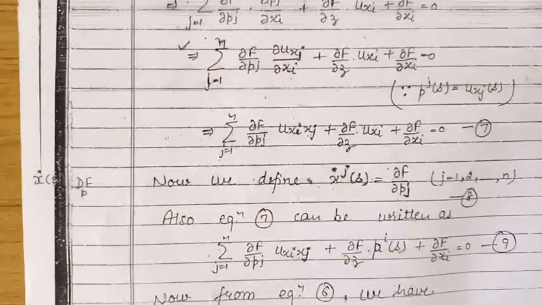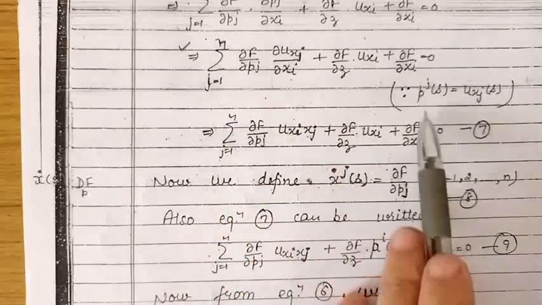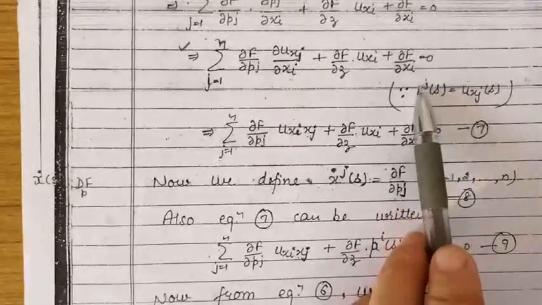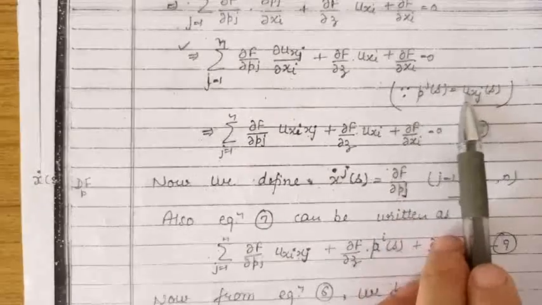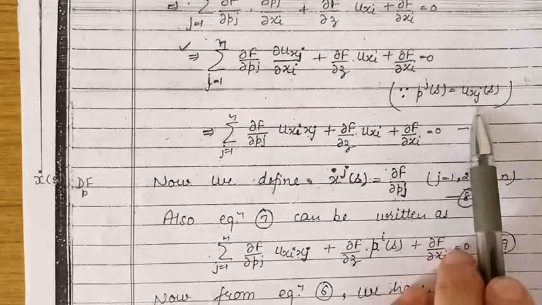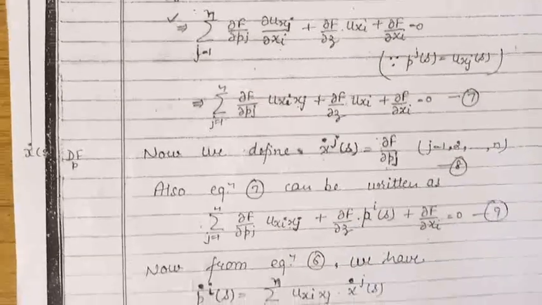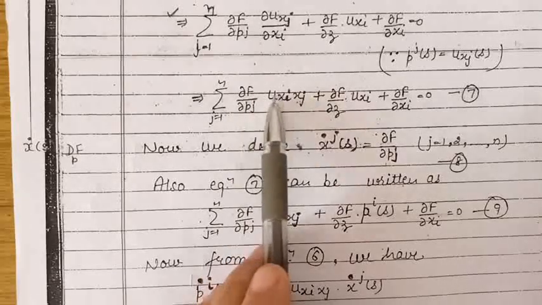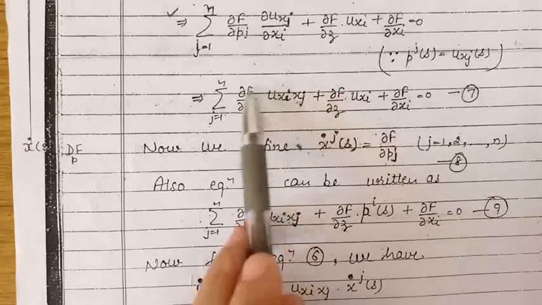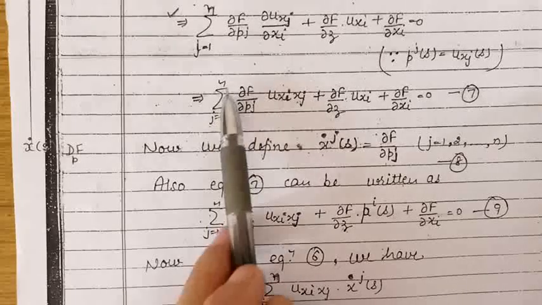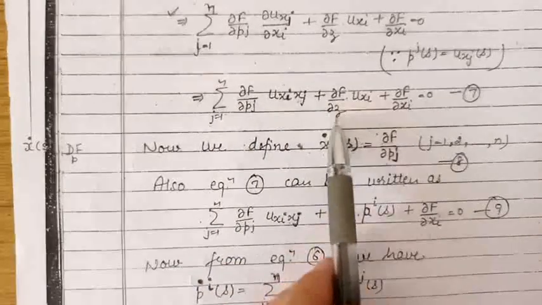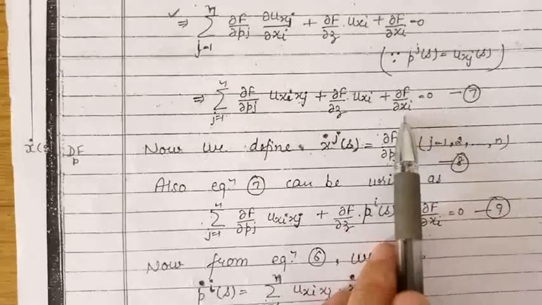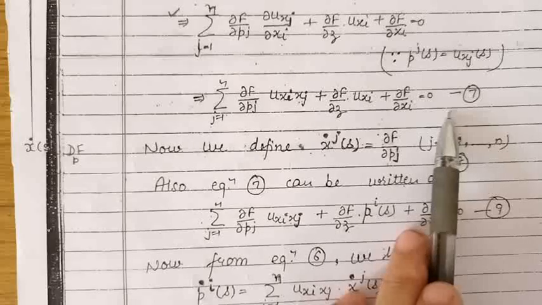Now substituting the values of pj, because according to our notations pj are partial derivatives curl u by curl xj, finally this equation can be written as summation j varying from 1 to n of curl f by curl pj into u xi xj, plus curl f by curl z into u xi, plus curl f by curl xi is equal to 0.